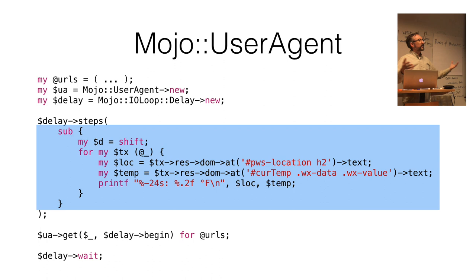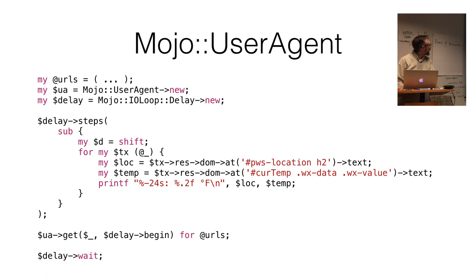This receives all of the contents of the previous requests as transaction objects that you can invoke. The $_ each $_ is a transaction object that we can now pick out the location and the temperature and print them out just as we did in the previous example here. This makes for a very powerful and fast experience. David, do you have a question? Go ahead. Okay.